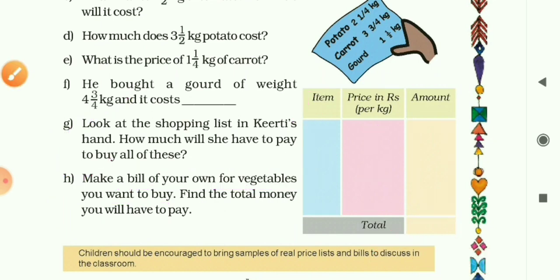Clear? So in today's class we studied the types of fractions. So I repeat, today we have studied the types of fractions. There are 3 types of fractions we have studied. First was proper, second was improper fraction, and the third was mixed fraction. And at last we found the cost of Kirti's shopping list.